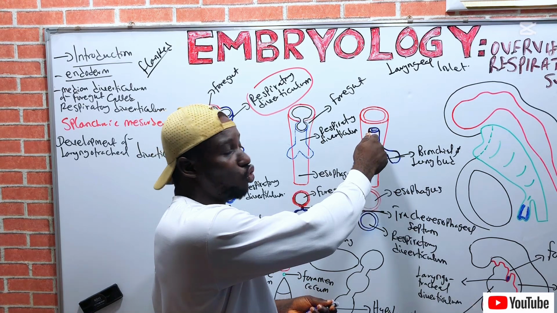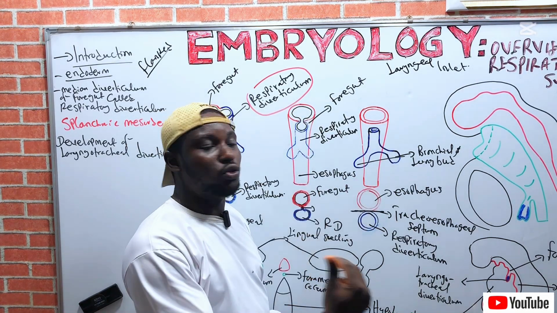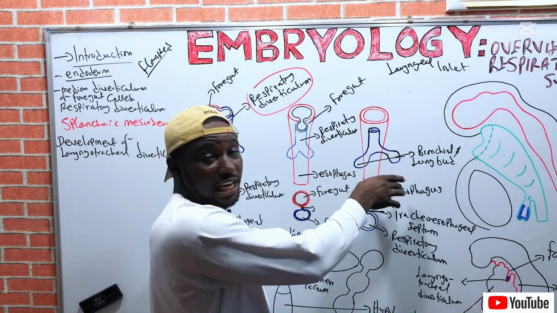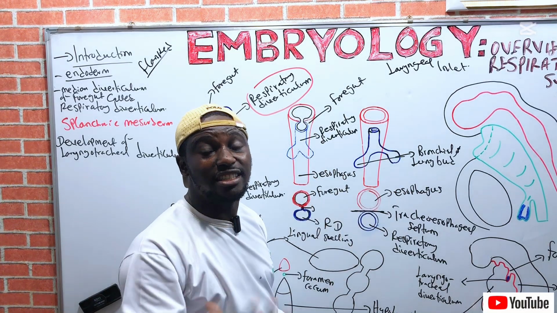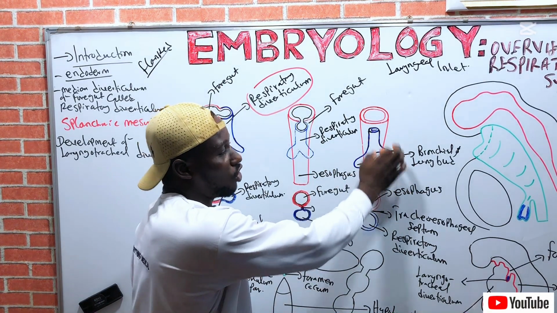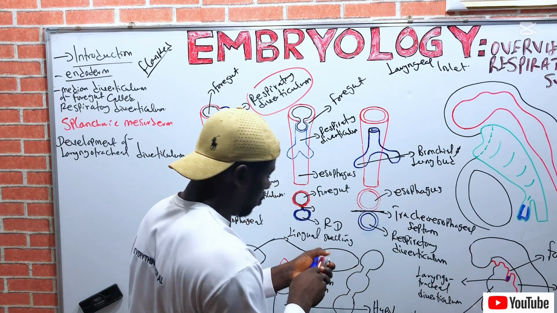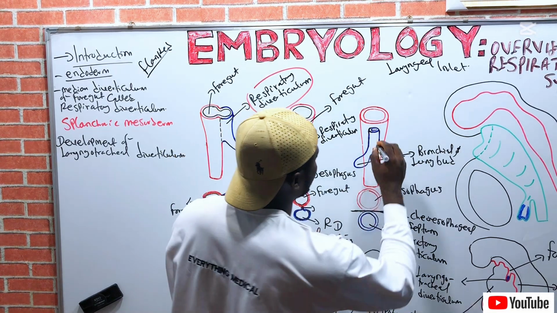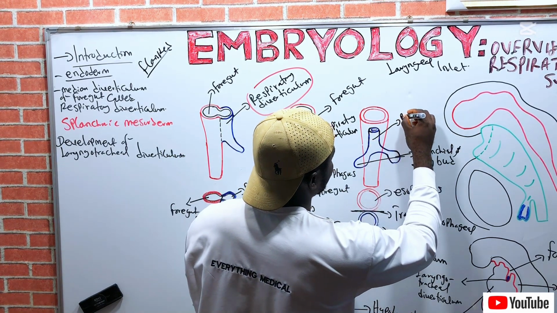Now, the part of the respiratory diverticulum that is proximal to the bifurcation chooses to form the larynx and the trachea, because the part of this structure as a whole is called respiratory diverticulum.